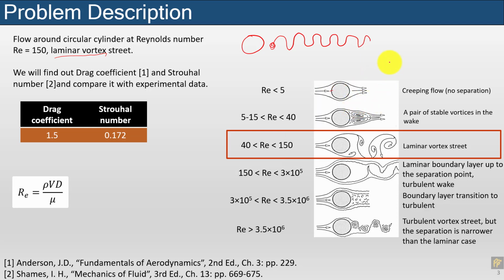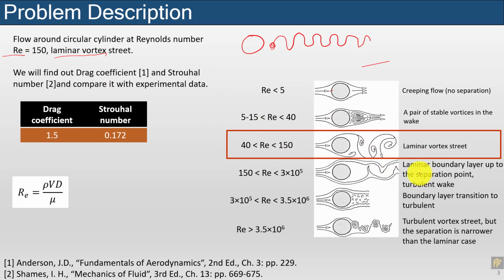Then, when the Reynolds number is from 5 or 15 up to 40, we have stable vortices in the wake. There is a pair of counter-rotating vortices, and they are stable. They are stable in time, and they are stable in space as well. They don't move with time, they don't move in space. The third is the case where the Reynolds number is from 40 to 150. That is the limit of the case we are solving here.